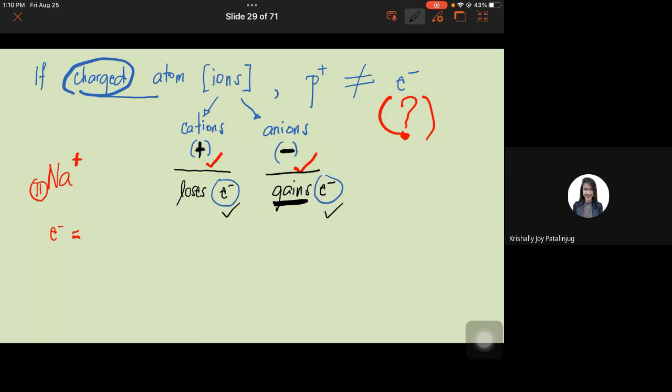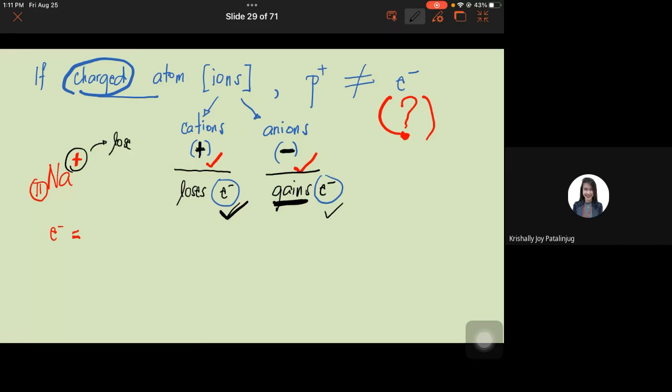Do not confuse the signs with what you know about operations. Because I know some of you might be confused that when positive charge is adding, negative charge is subtracting. So do not confuse that with mathematical operations. Okay? So if the sodium ion carries a positive charge, then does it lose or gain electrons? Lose or gain? Yes? Lose.